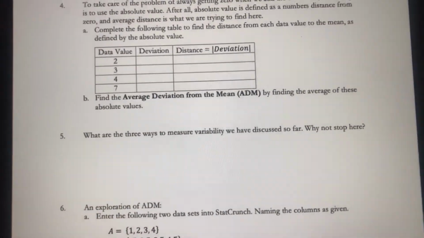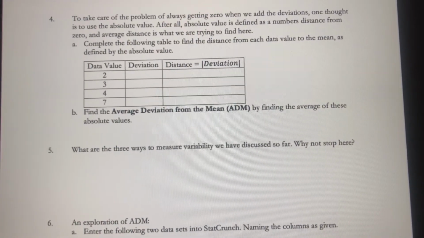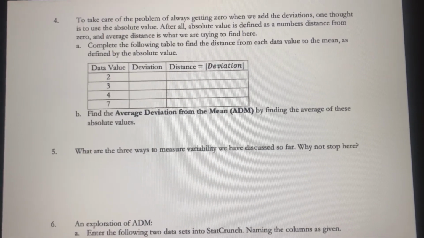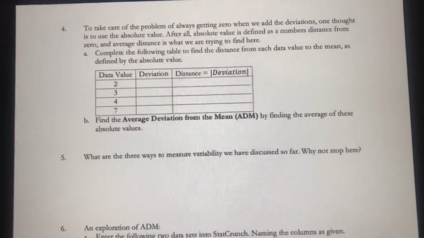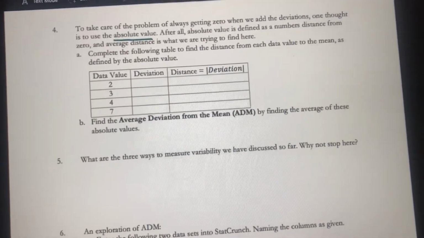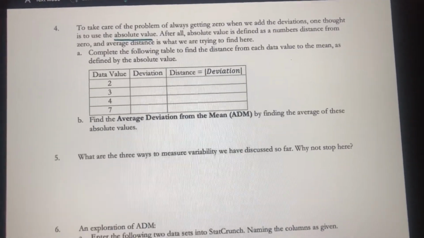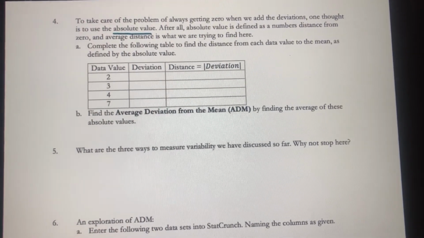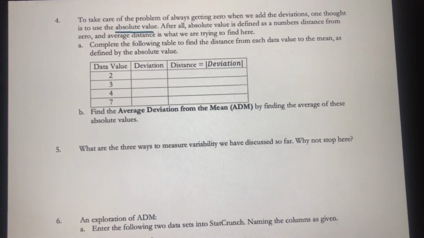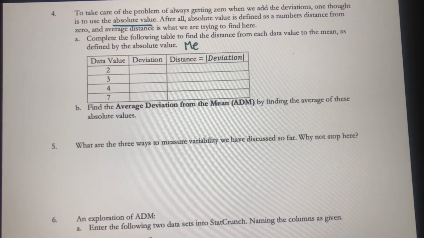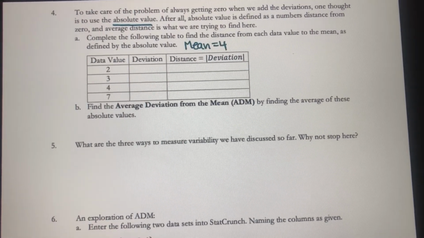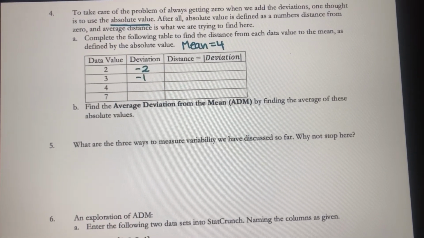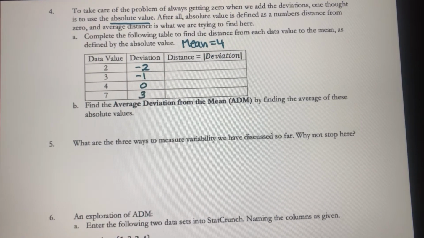To take care of this problem of always getting 0 when we're adding the deviations, we could handle that negative by taking the absolute value. Remember that the absolute value of something is the distance of a number from 0. We covered that earlier in this semester. So distance is equal to the absolute value of the deviation. Using the values from before, remember that the mean was 4. We're carrying this over from the other page. 2 minus 4 was negative 2. 3 minus 4 was negative 1. 4 minus 4 was 0. And 7 minus 4 was 3.